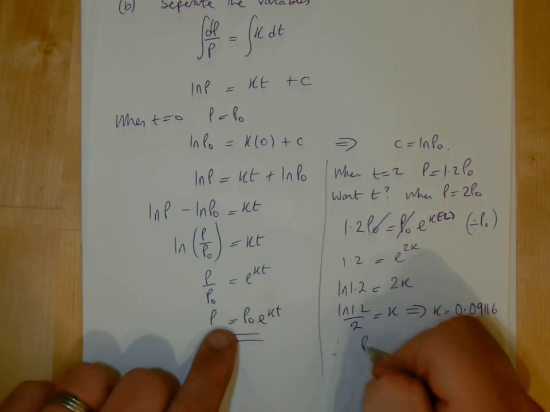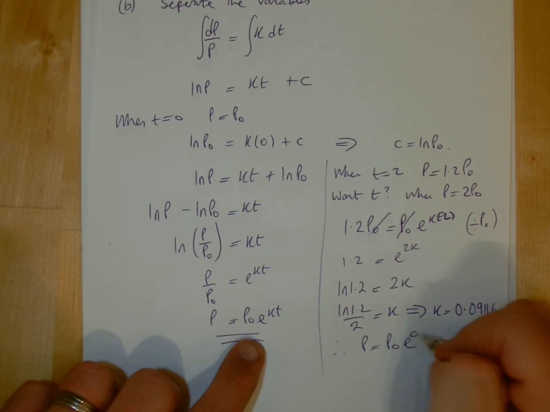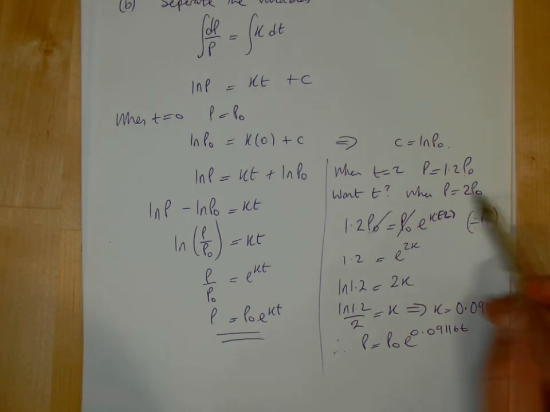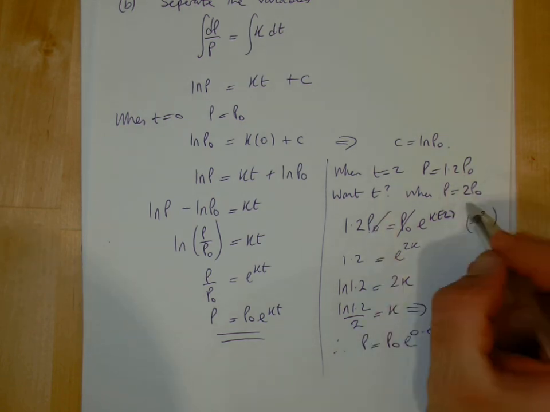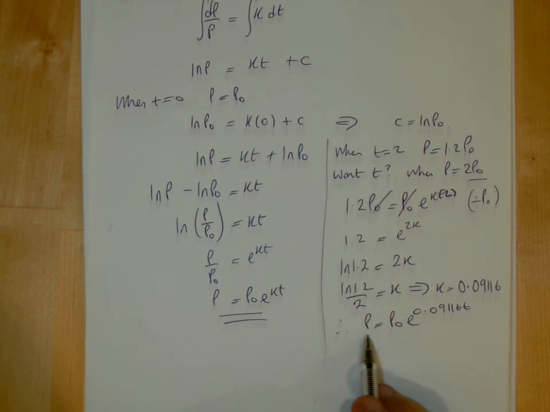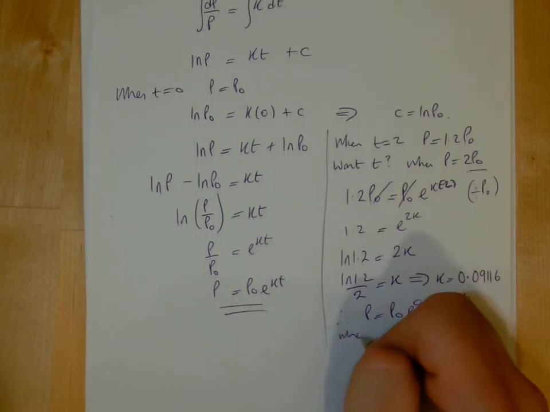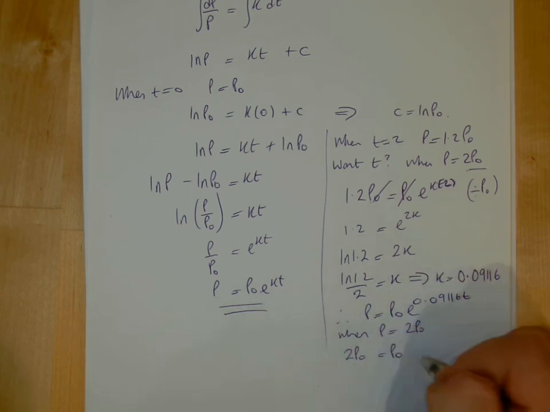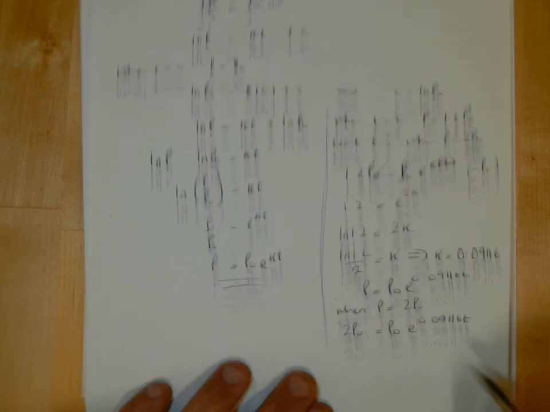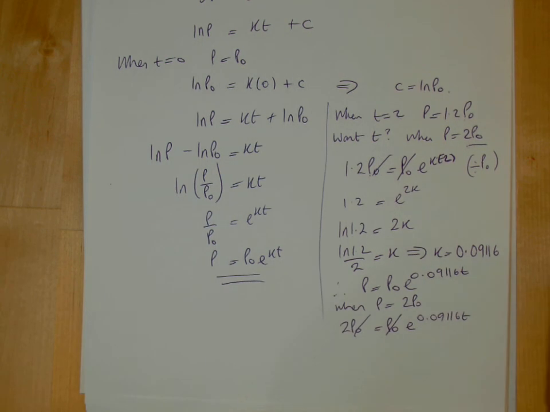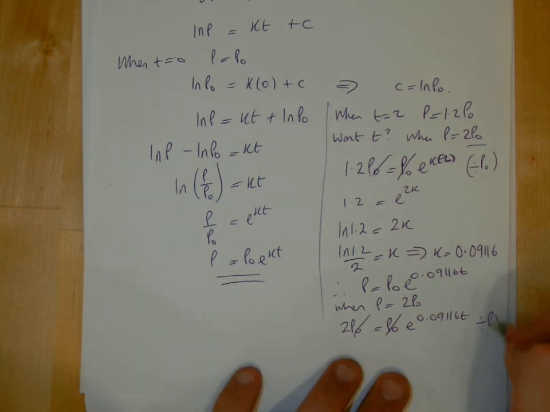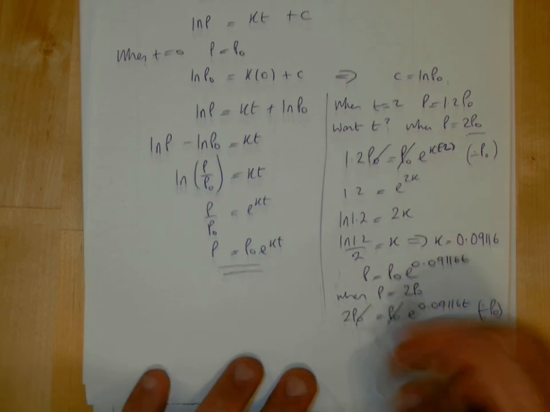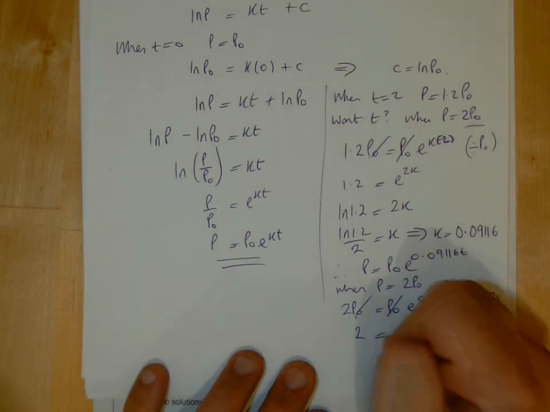So we say therefore P is equal to P0 e to the 0.09116t, because that's what k is here, and they want to know then, remember, they want t when population is 2 P0. So if I put the population now to be 2 P0, okay, so when P is equal to 2 P0, put 2 P0 in there, equals P0 e to the 0.09116t. So the P0s will cancel, again because you're dividing by P0 on both sides, and then we've got 2 equals this.